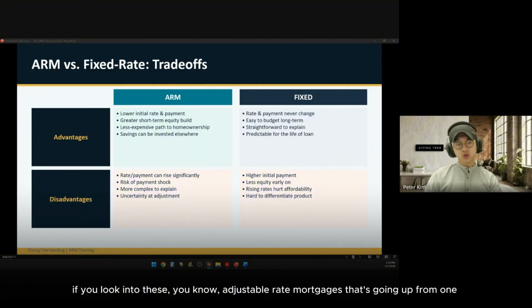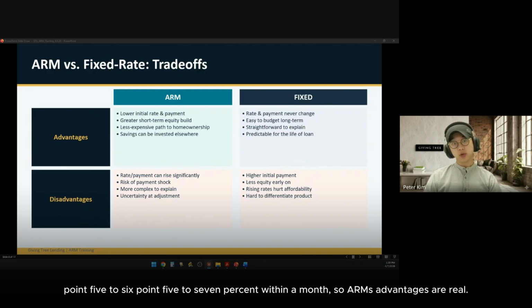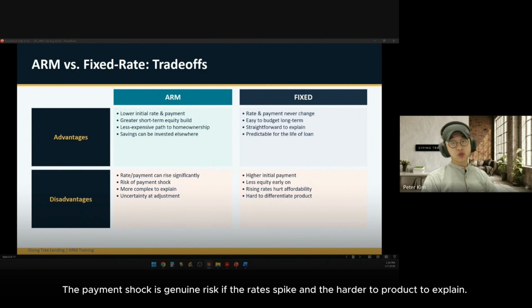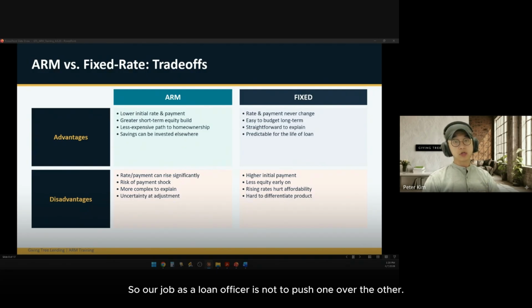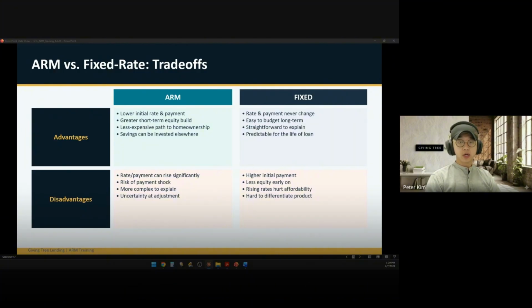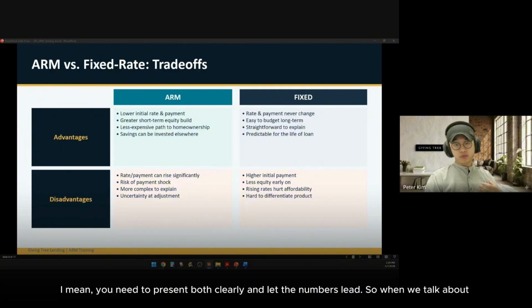Therefore, if you look into these adjustable rate mortgages, the rate is going up from 1.5 to 6.5 to 7% within a month. So the ARM's advantages are real. The payment shock is a genuine risk if the rates spike, and it's the harder product to explain. So our job as a loan officer is not to push one over the other. I mean, you need to present both clearly and let the numbers lead.